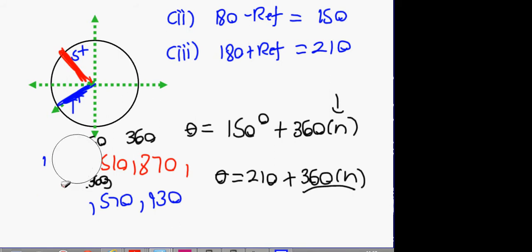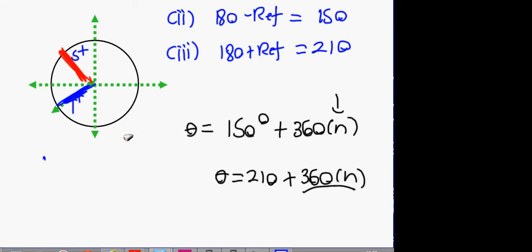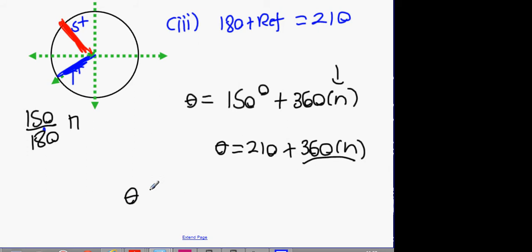Now guys, after doing all this, I'm looking at it and going, well, actually, no, my answers are meant to be in radians. How do you change 150 into radians? Divide by 180 and put a pi beside it. So what's it going to be? 5 pi over 6.